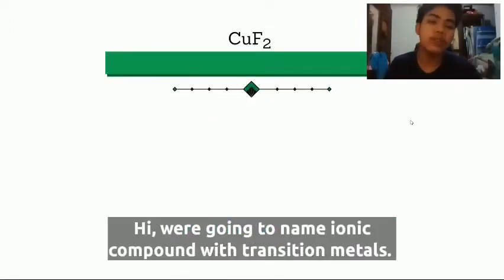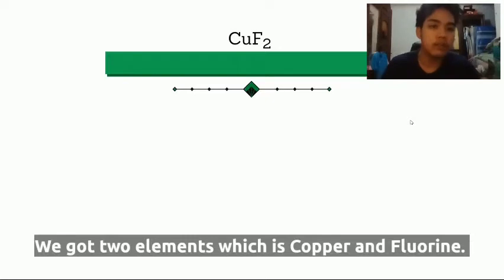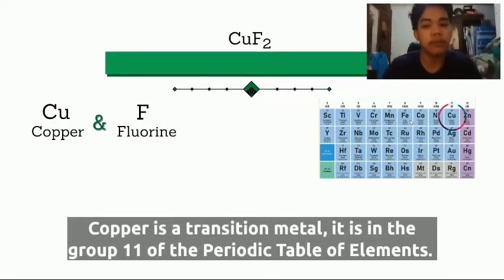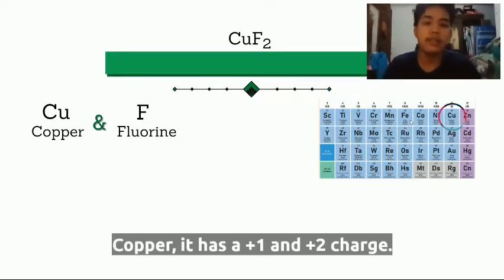Hi, we're going to name ionic compounds with transition metals. We got 2 elements, which are copper and fluorine. Copper is a transition metal. It is in group 11 of the periodic table of elements. Copper has a positive 1 and positive 2 charge.